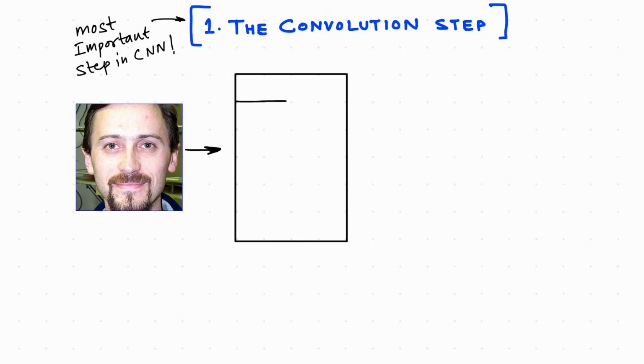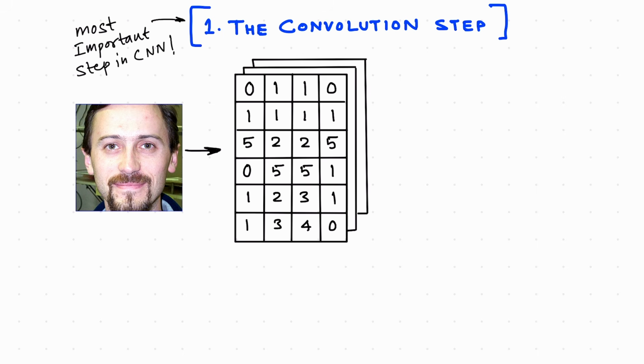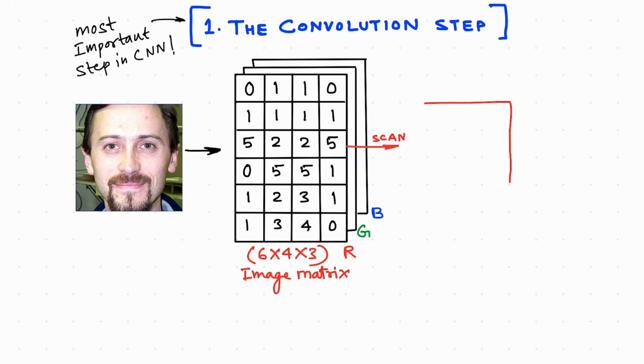Now, for the sake of explanation, let's assume this image is represented by a 6 cross 4 cross 3 matrix, one for each RGB channel. And we will look at the convolution operation in one of the channels. Let's say the red channel. The same operation will happen for blue and green channels as well. So this matrix of 6 cross 4 will be scanned by a filter. Popular sizes of the filter are 3 cross 3, 5 cross 5, 6 cross 4, etc.